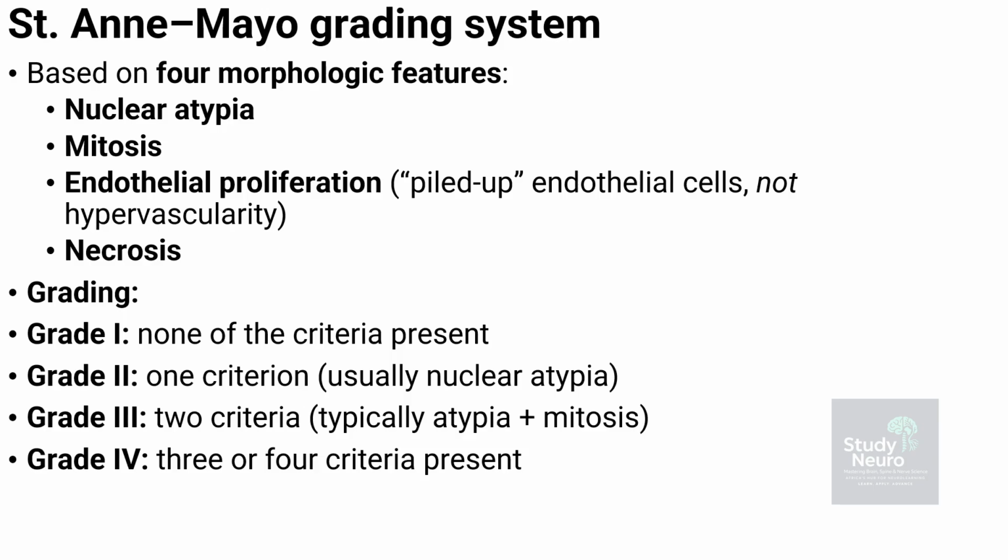The St. Anne-Mayo system grades tumors using 4 key microscopic features: nuclear atypia, mitosis, endothelial proliferation, and necrosis. Grade 1 shows none of these features. Grade 2 meets one criterion, usually nuclear atypia. Grade 3 shows 2, typically atypia and mitosis. Grade 4 meets 3 or all 4 features, indicating a highly aggressive tumor.